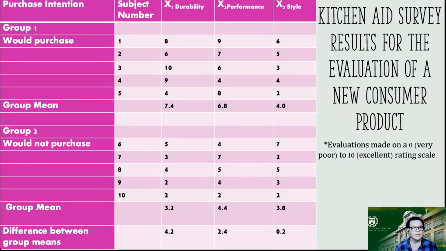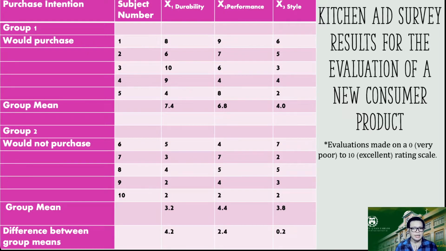The two groups are classified, as you can see here in the table. Group 1 says that they would purchase, and the 1 to 5 are the subject numbers. Contrary to that is group 2, which says they would not purchase, which is subject numbers 6 to 10. Now, we have three different variables that we consider: durability, performance, and style. And basically, the purchase intention of the consumers is rated accordingly.